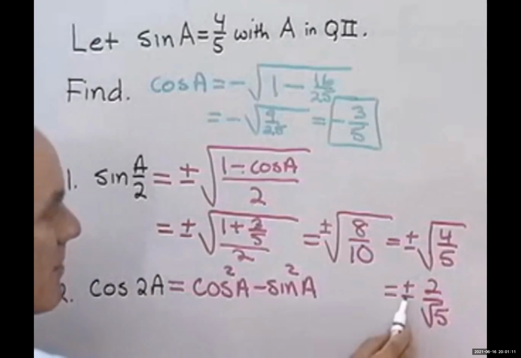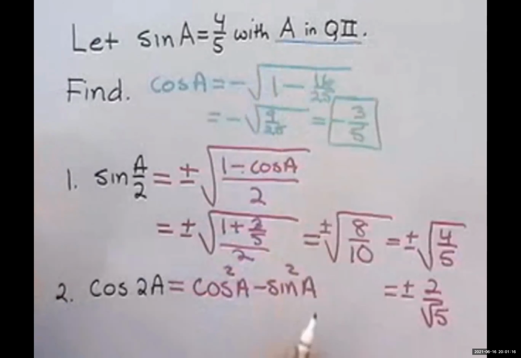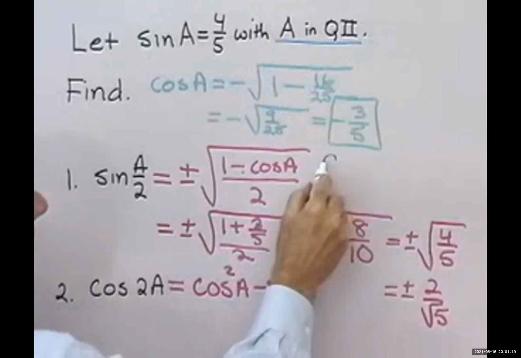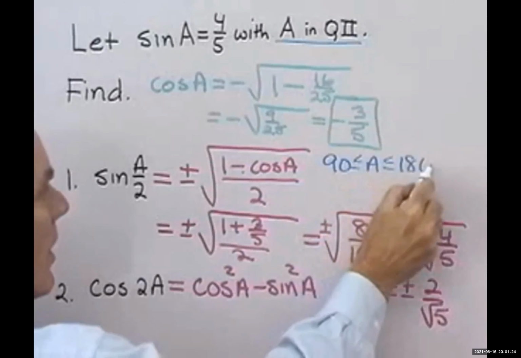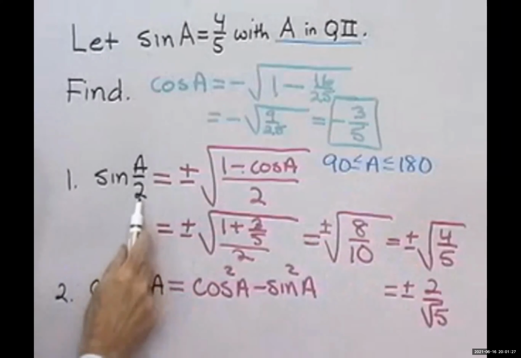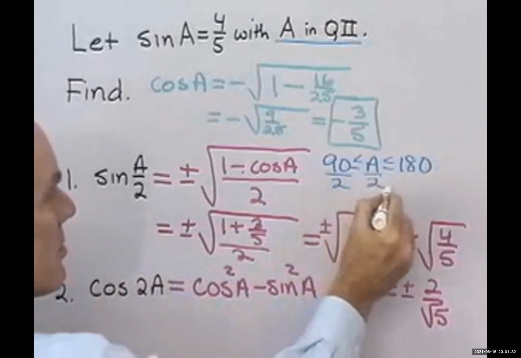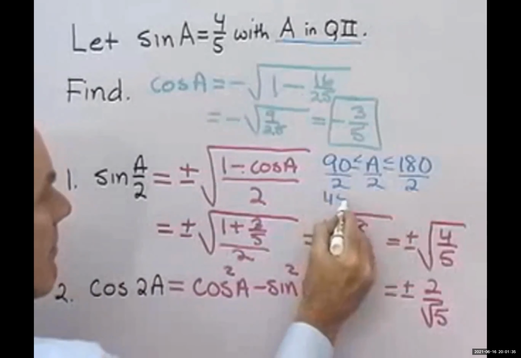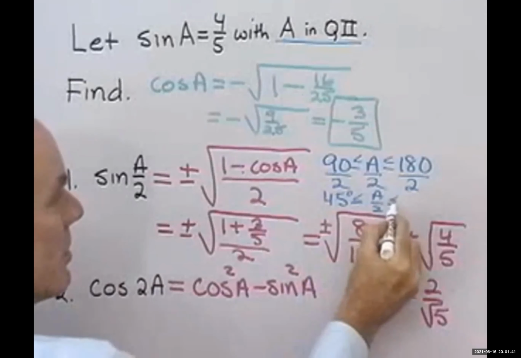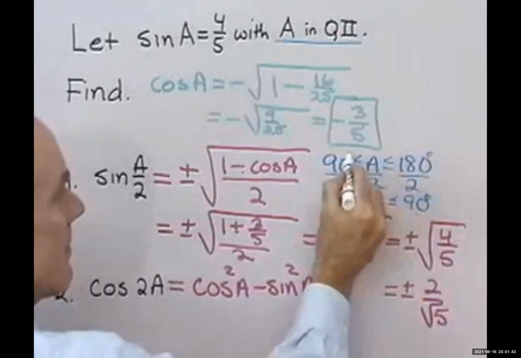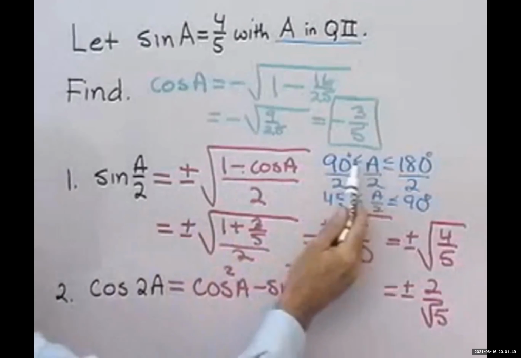So this is the answer, except I need to determine what sign this is going to be. So let me go back up here and say I know that A is in quadrant 2. So that means that 90 is less than or equal to A less than or equal to 180. And what I'm looking for here is the sign of A over 2. So I need to know the quadrant that A over 2 is in. So I'll divide all of these by 2. And I see that I have 45 degrees less than A over 2, I'll make that less than or equal to 90 degrees. So I see that A over 2 must be in quadrant 1 if A itself is in quadrant 2.